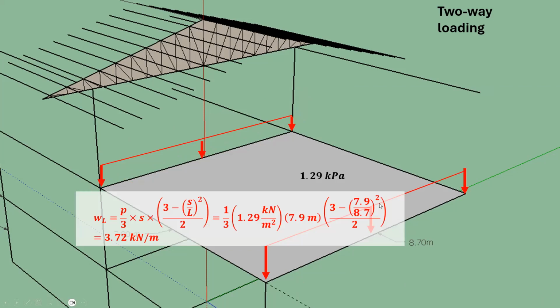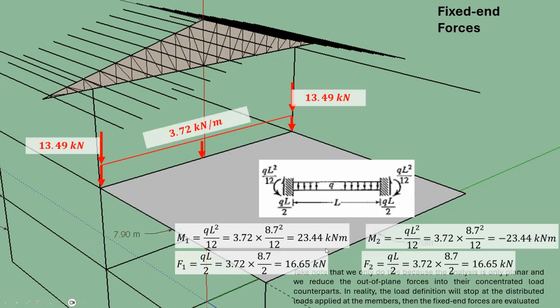So, sa longer side, medyo complicated lang. Pero this formula right here will give you the equivalent na distributed load dun sa uniformly distributed na load dun sa longer na side. So, meron kang P over 3 times S. So, again, yung pressure na nakuha mo from earlier, 1.29 kPa times yung shorter na side. Kasi ito yung sa longer na side. So, you plug everything in, meron ka ng uniformly distributed na line load.